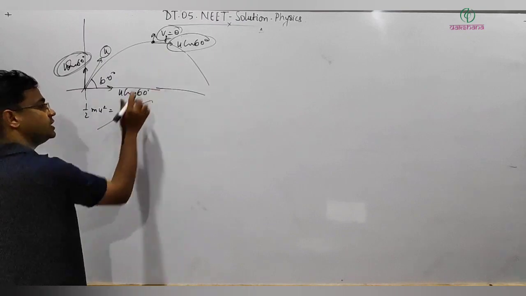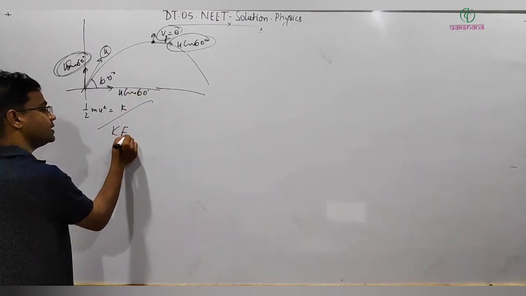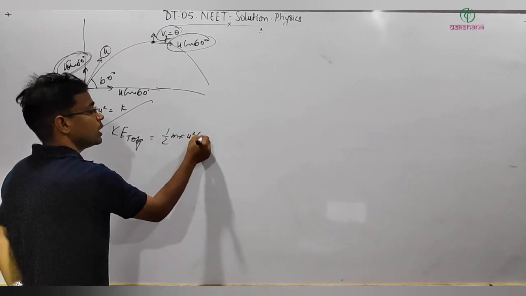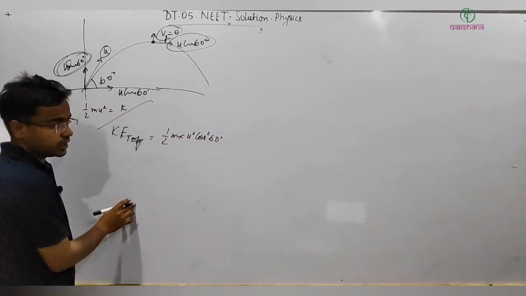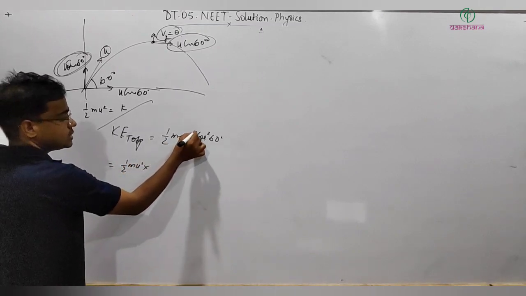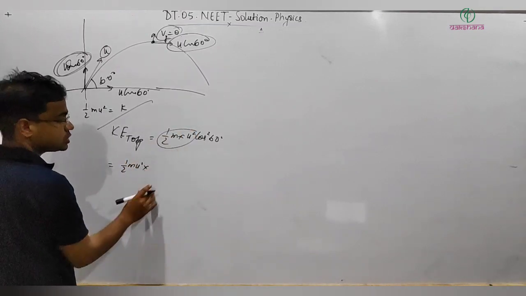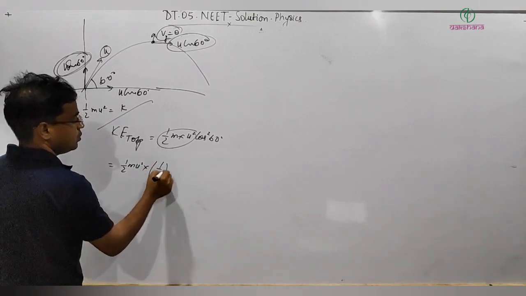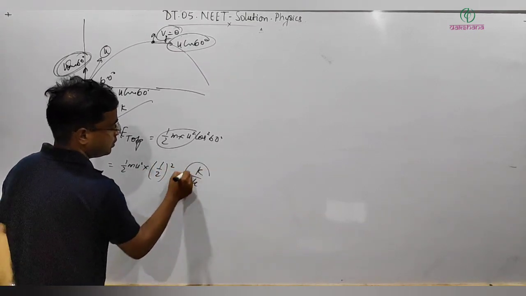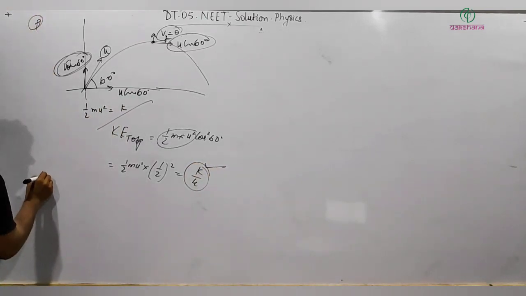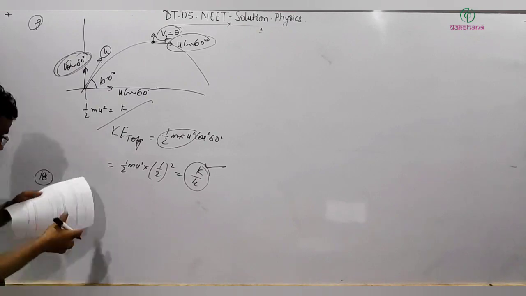Then the kinetic energy at the top will be equal to half m u square cos square 60 degree, right? And half m u square is equal to K, and cos 60 is 1 by 2, so whole square, that is equal to K by 4. That is the answer for question number 17.